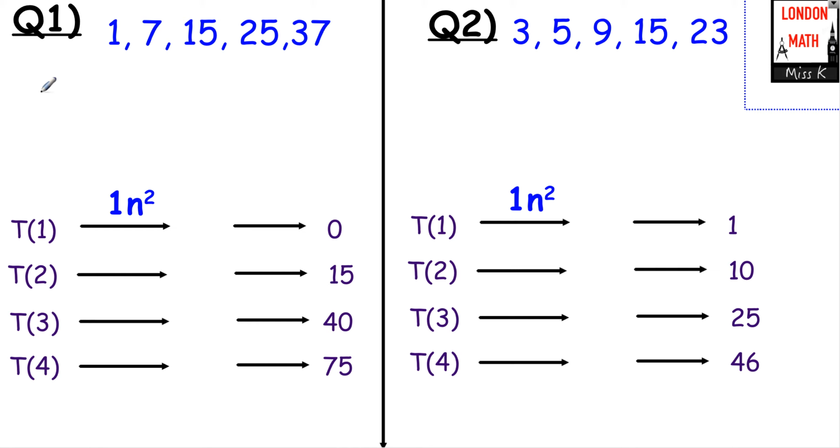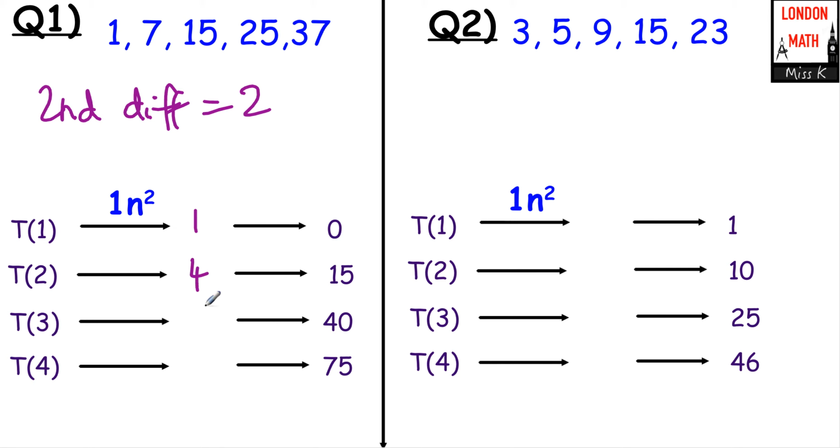So let's just write down the second difference is equal to 2. So if I know it equals 2, I'm going to halve 2. That's going to give me 1, and it's going to give me the first part of the formula, which is 1, 4, 9, and 16.